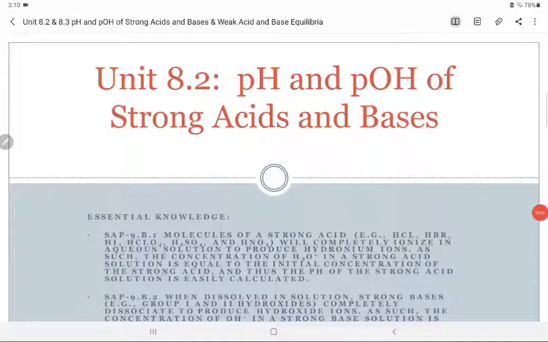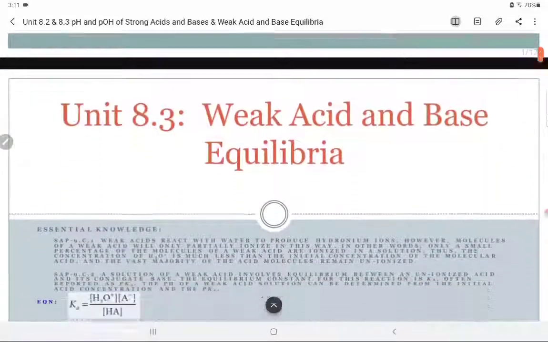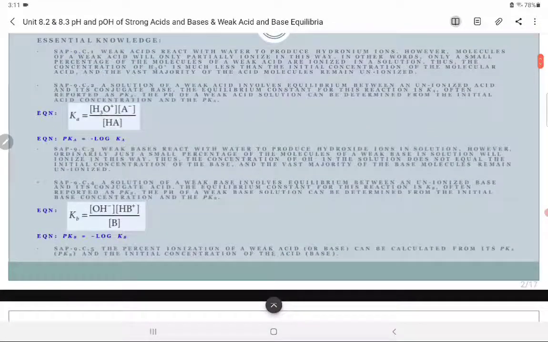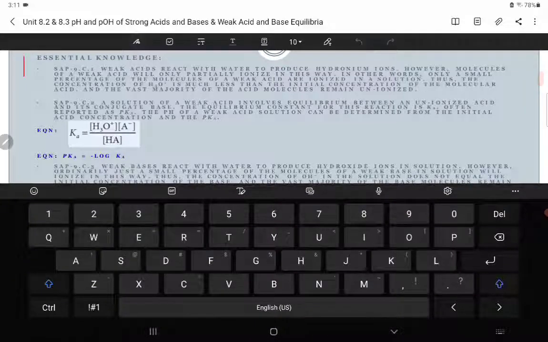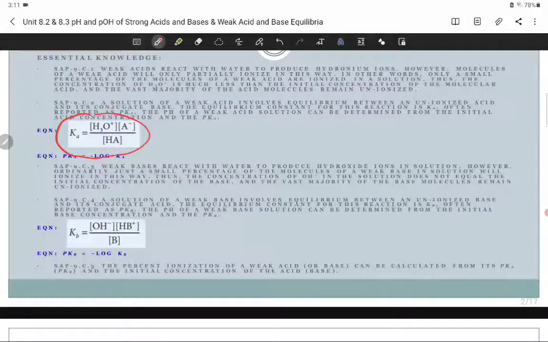Okay, let's expand upon what we were doing last section, 8.1, and let's do some more calculations, but this time we'll actually use a little more of the K expression that we've done in Unit 7. So, not really new, but we have K expressions for acids or bases.